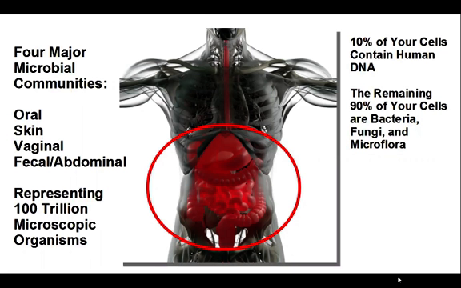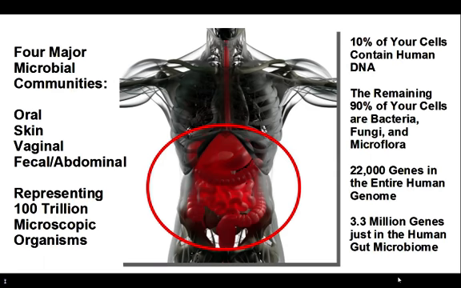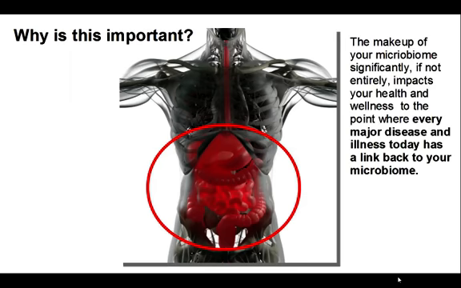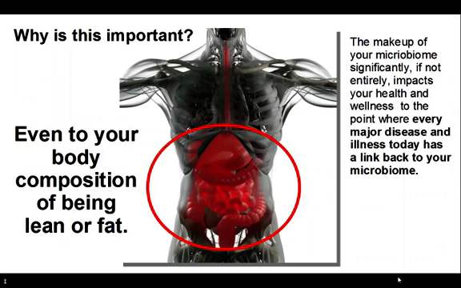Genes carry the genetic instructions that shape and form every living thing. There are 22,000 genes in the entire human genome. There are 3.3 million genes just in the human gut microbiome. Why is this important? The makeup of your microbiome significantly, if not entirely, impacts your health and wellness to the point where every major disease and illness today has a link back to your microbiome, even to your body composition of being lean or fat.